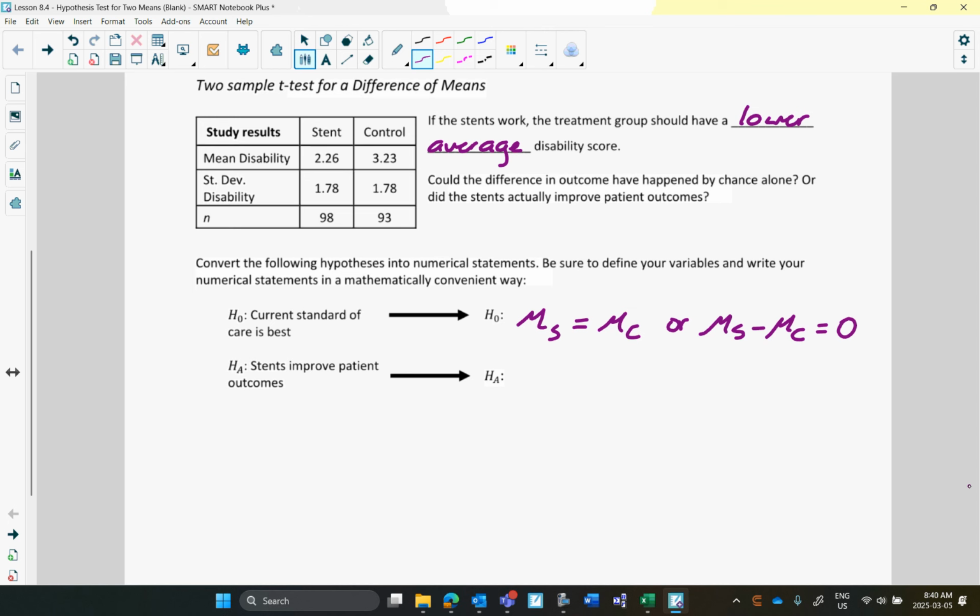If the stent is better, the average score for the stent group is going to be less than that for the control group. Or if I take the average of the stent group minus the average of the control group, it's a negative value. Remember, lower is better with disability score.